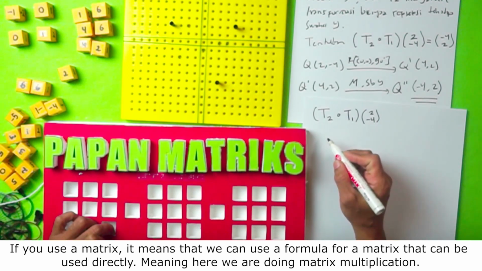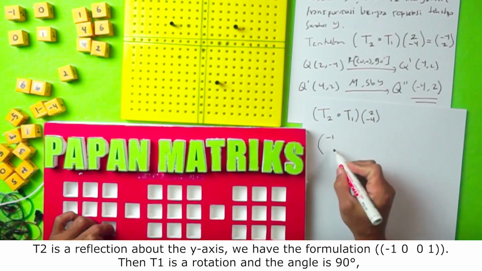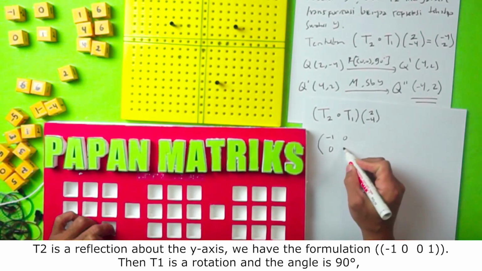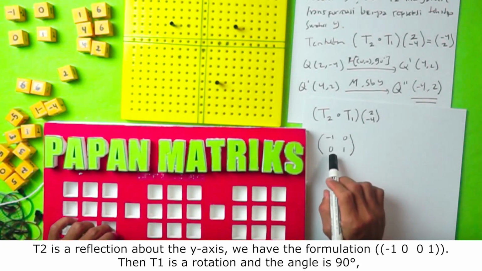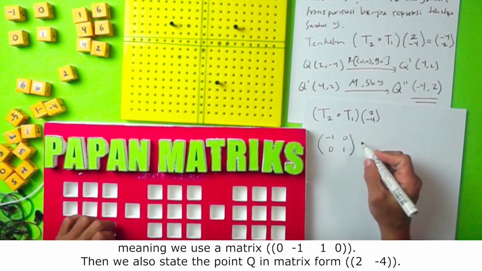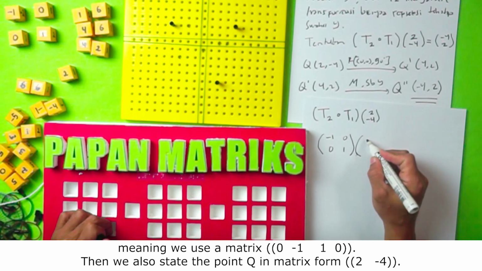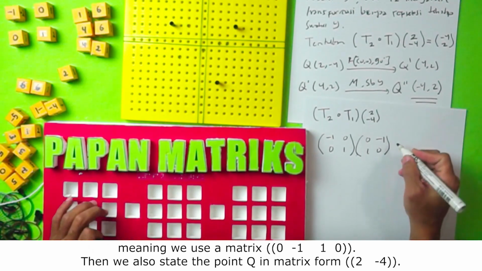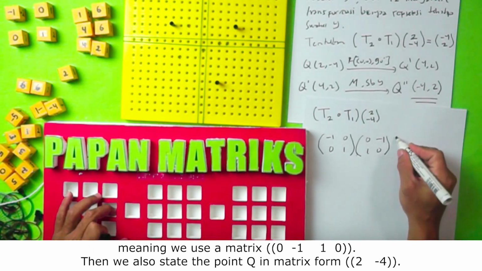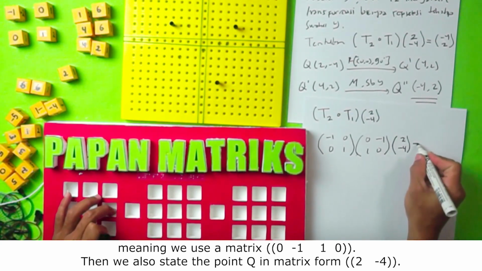Untuk T2 itu merupakan refleksi terhadap sumbu Y. We have the formulation. On the first row, negative 1, 0, and the second row is 0, 1. Then T1 is a rotation and the angle is 90 degrees, meaning we use a matrix where the first row is 0, negative 1, and the second row is 1, 0. Then we also state the point Q in matrix form: 2, negative 4.